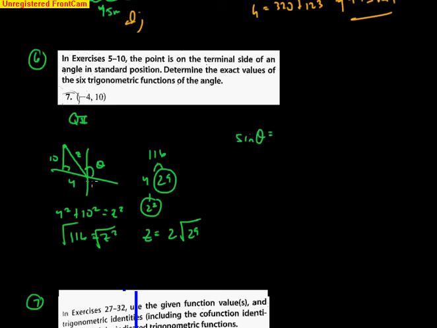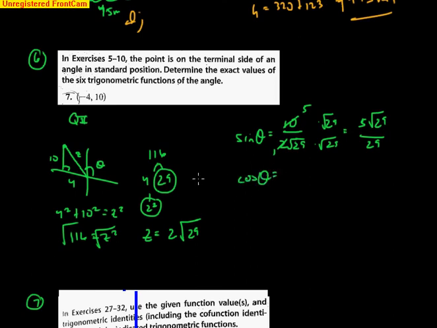Sine of theta is opposite 10, and it is positive, over hypotenuse 2 radical 29. 2 and 10 simplify to 5 and 1, and then I will rationalize by multiplying top and bottom by the square root of 29. And I get 5 square root of 29 over 29.